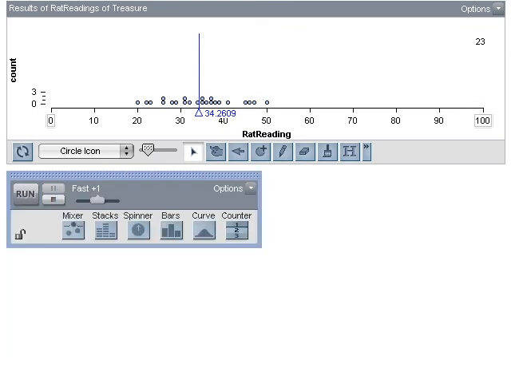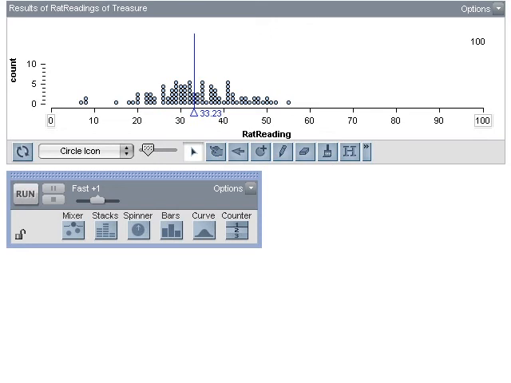Let's continue and draw a total of 100 rat measurements. After 100 samples, the mean is very close to the actual location of 33. This red line is the median of the data. It too is very close to 33.